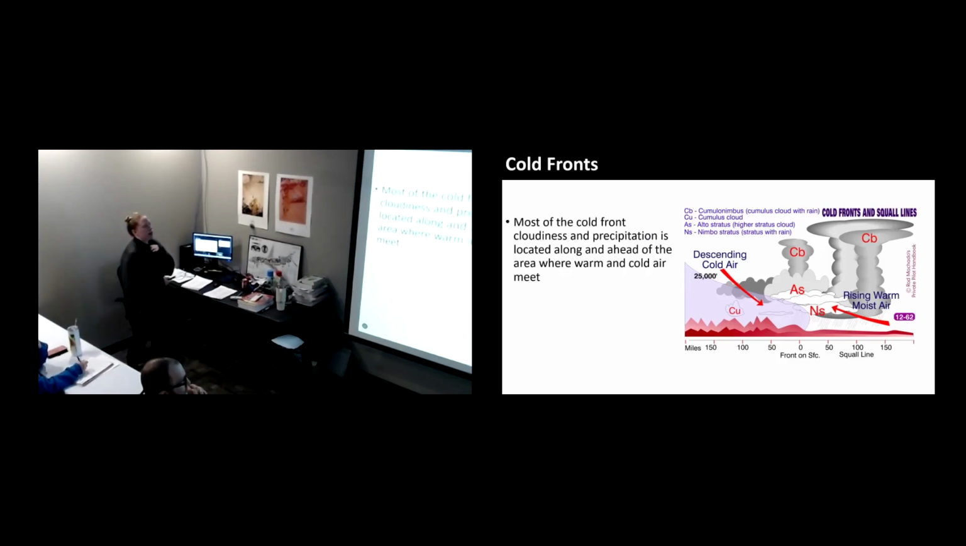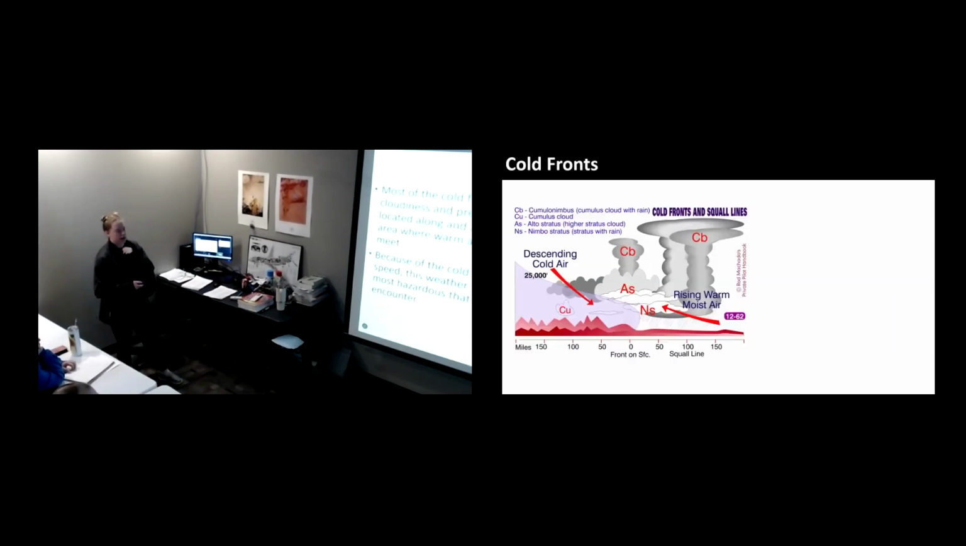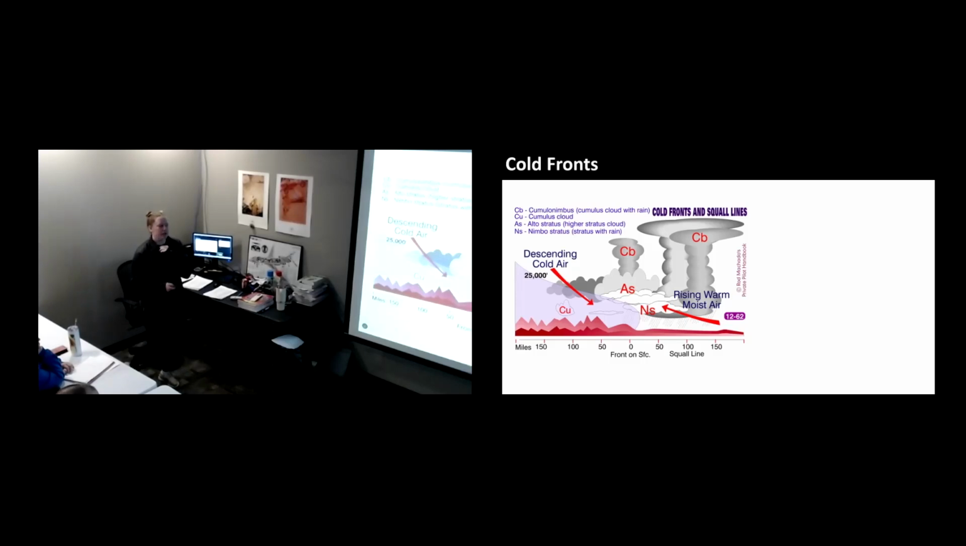Most of the cold front cloudiness and precipitation is located ahead of the area where the warm and the cold air meet. Because of the cold front's high speed, this weather is often the most hazardous that pilots encounter. We have a whole bunch of different kinds of clouds. Right here we have cumulonimbus. Right here we just have a cumulus cloud. Got some altostratus in here. If you don't know any of those, that means nothing to you. That's okay. We're going to learn it.